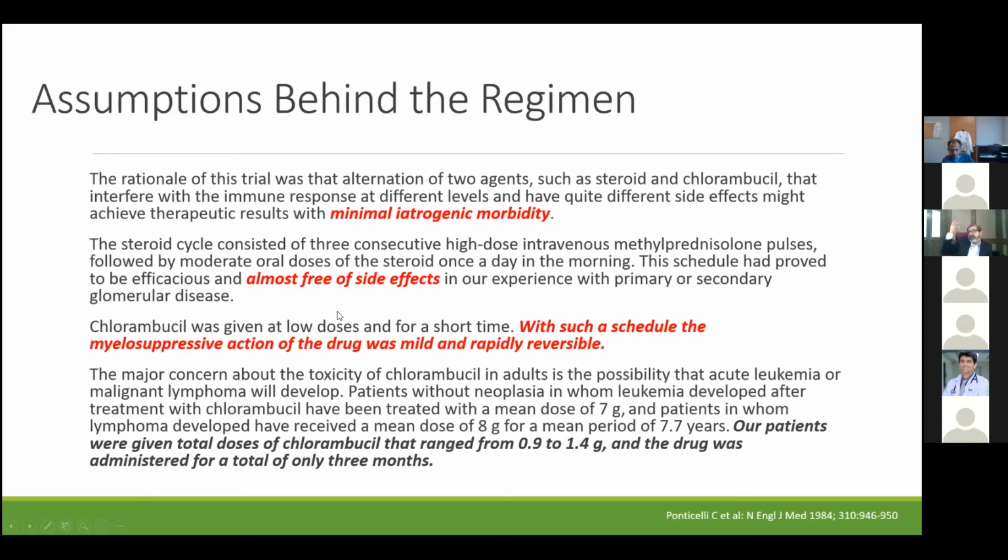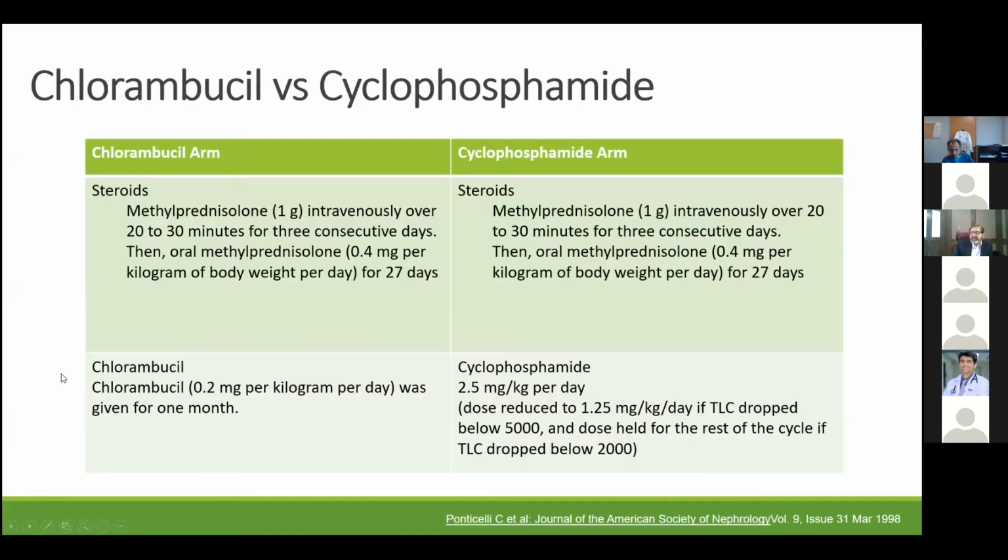They thought that the high-dose steroids, the steroid cycle, was almost free of side effects, and chlorambucil given in these doses would have side effects which would be mild and rapidly reversible. Obviously, this did not bear out. We understood that this was a regimen which did involve some issues of iatrogenic toxicity. So understanding this, Ponticelli revised his regimen.